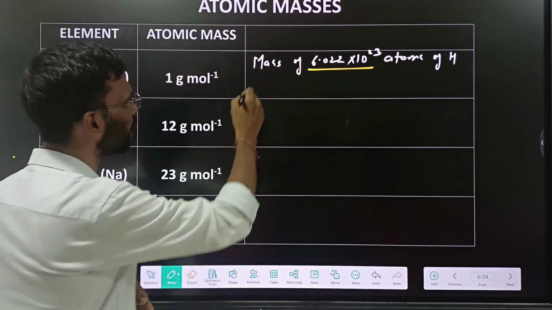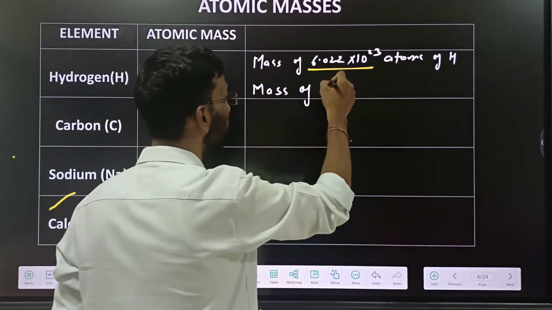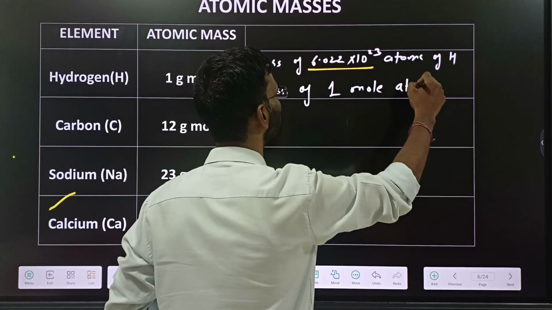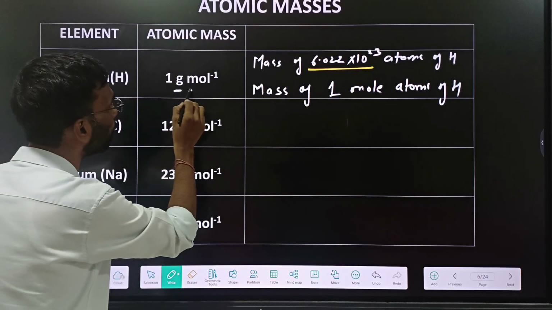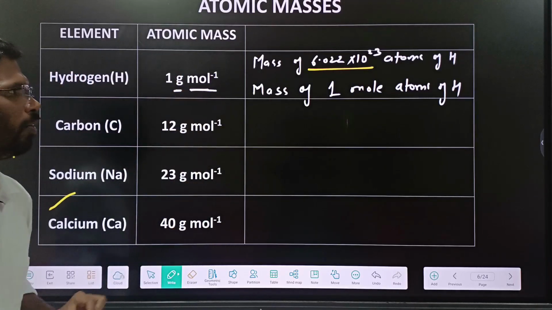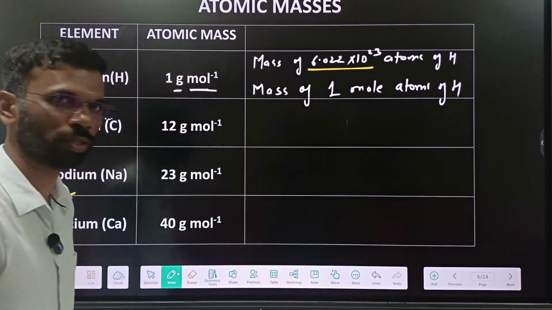So I can also say, instead of saying these many atoms, the mass of 1 mole of atoms of hydrogen. So over here grams per mole means it is the weight of 1 mole of atoms of hydrogen. It is the weight of 6.02 into 10 raised to 23 atoms of hydrogen, right?